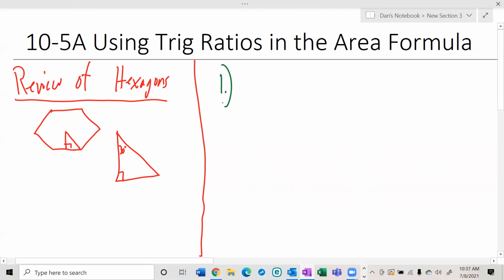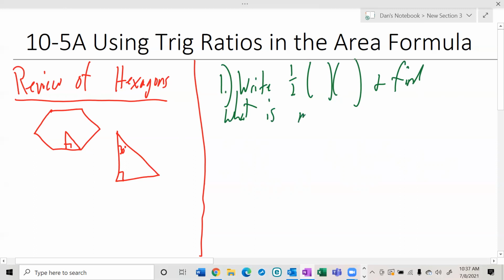Step 1. We are going to write out our formula and figure out what's missing. So step 1 is write one half the apothem times the perimeter with blanks here, and then find what's missing. So when you ask for help, I'm going to ask you, is the apothem missing? Is the perimeter missing? What's missing?